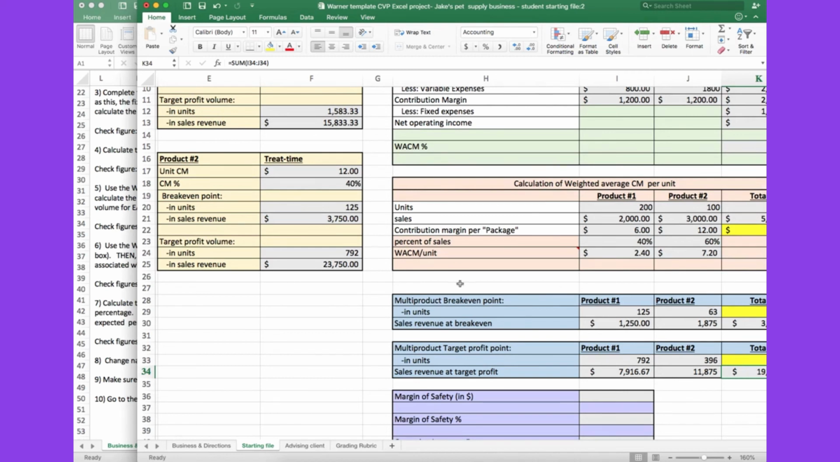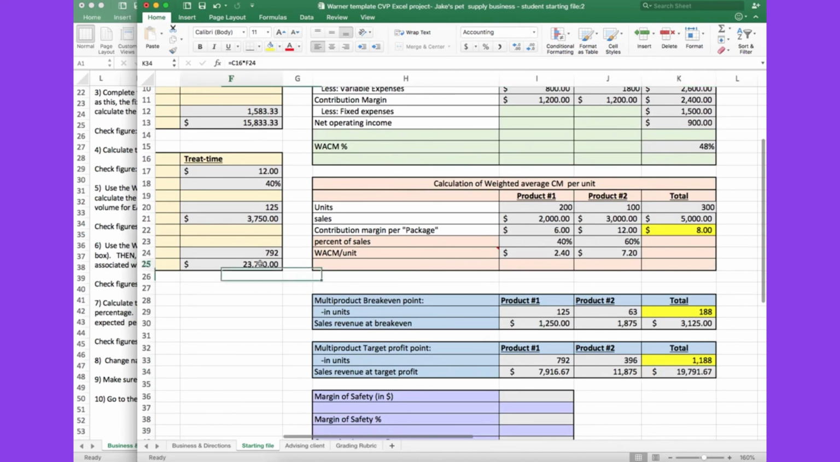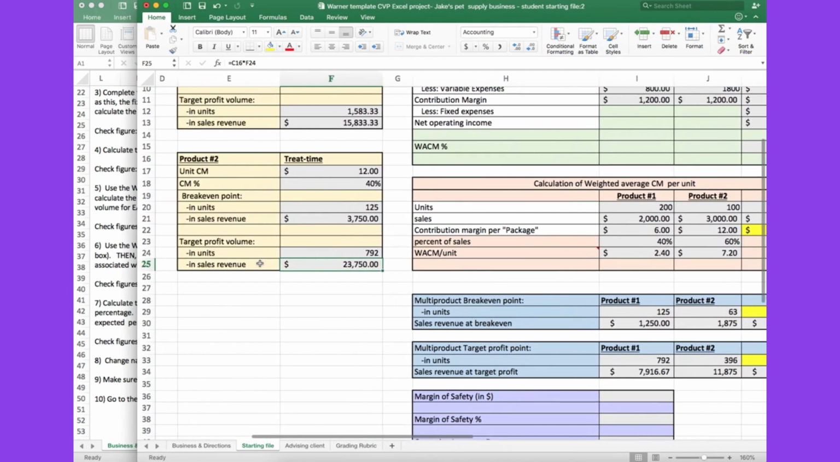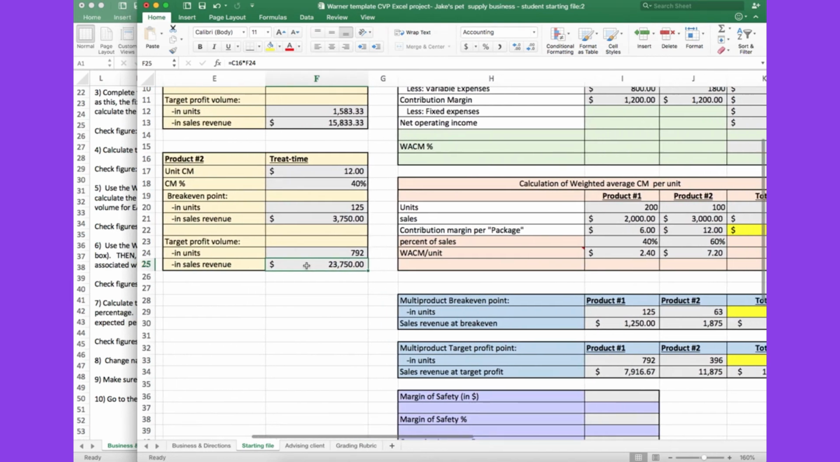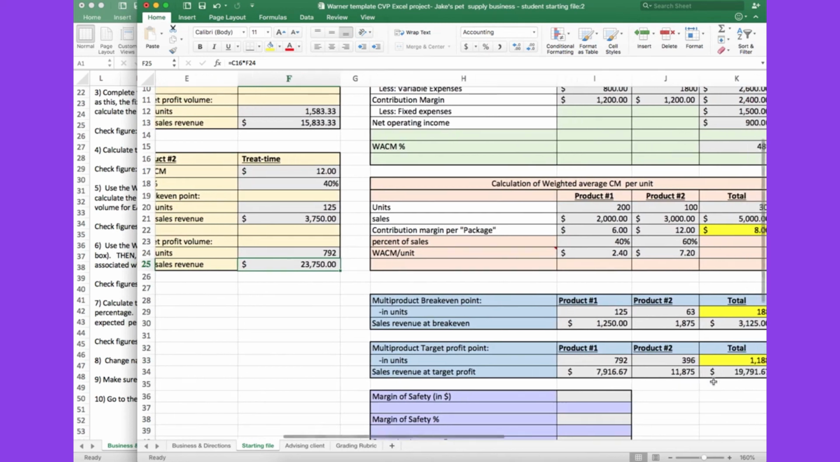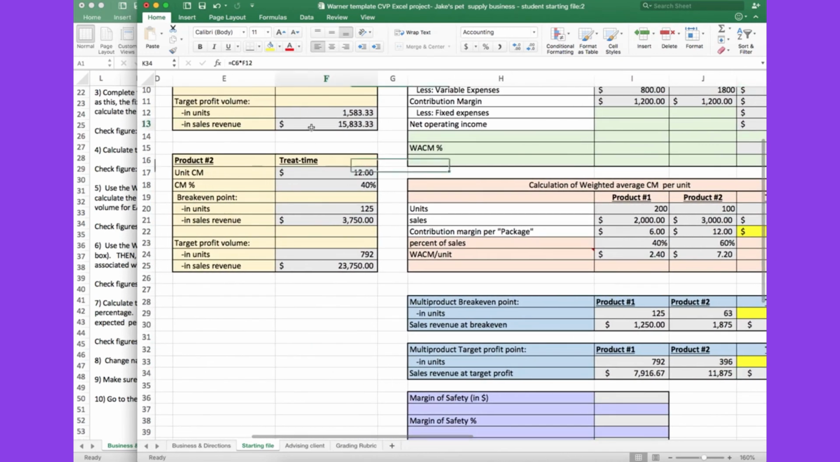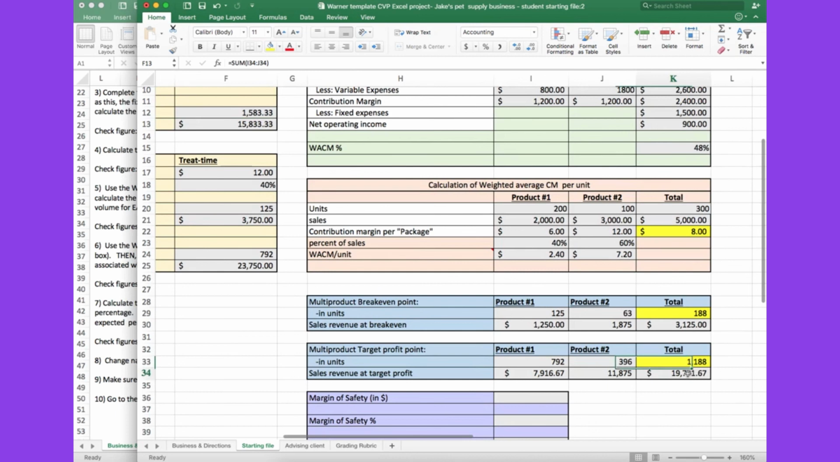And what I want to note is that these numbers are not the same as in the previous situation. If we were just focusing on the Treat Time only, we would have had to sell $23,000 worth in order to break even, which is higher. And if we were only focusing on the Launch It, we would have only had to sell about $16,000 in order to break even, right? So it matters how much sales we require if we're looking at one product versus multiple products.